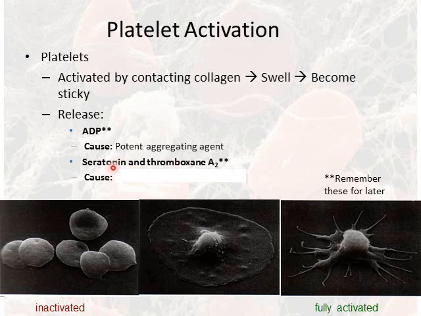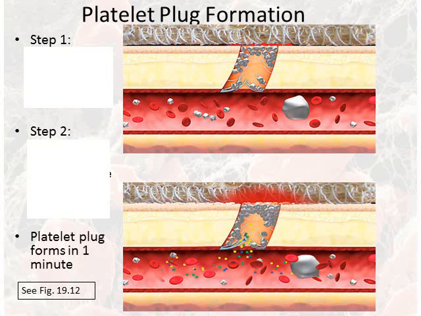And they also release serotonin and thromboxane A2. Both of these also cause aggregation of platelets as well as spasm of those blood vessels. You're going to want to remember these two later. Two very common drugs that deal with blood clotting act against those. So this platelet plug is the first thing to form after vascular spasm happens.